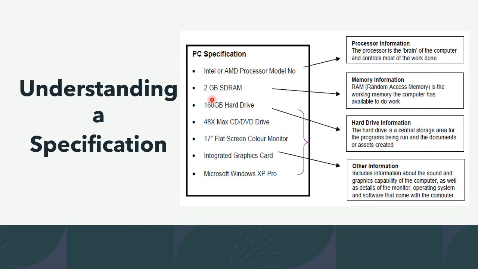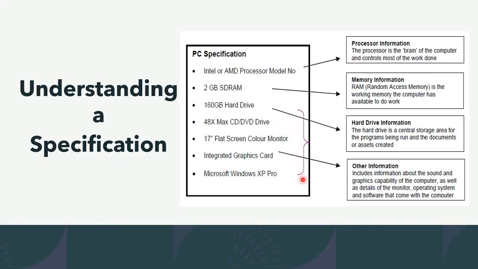Next, we have a 2 GB SD RAM, the size of our memory. So RAM is the working memory the computer has available to do work. Next is the size of our hard drive, which is 160 GB. So the hard drive is a central storage area for the programs being run and the documents or assets created.